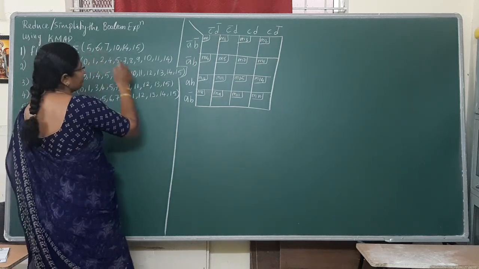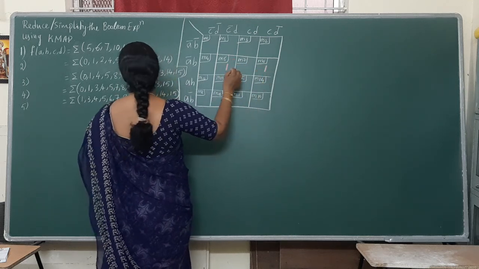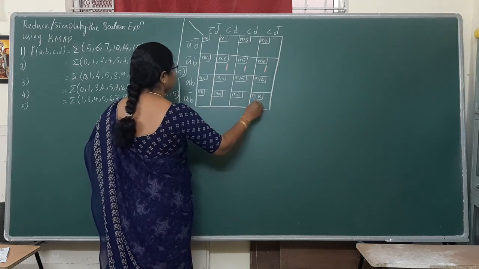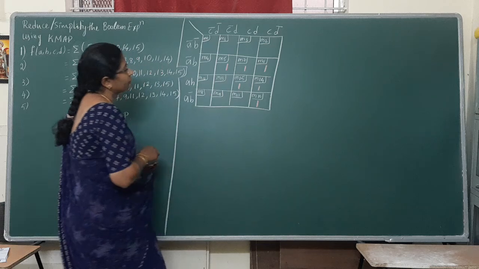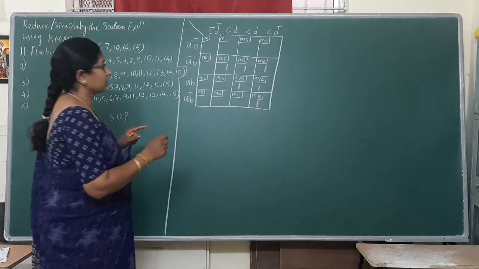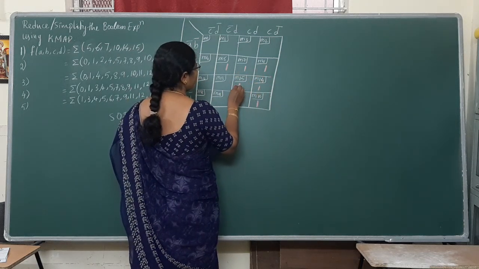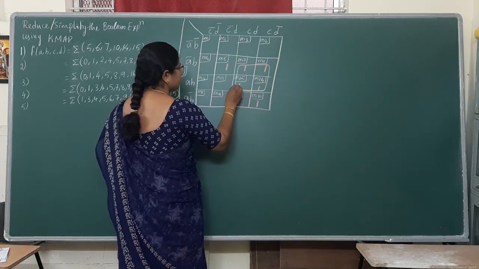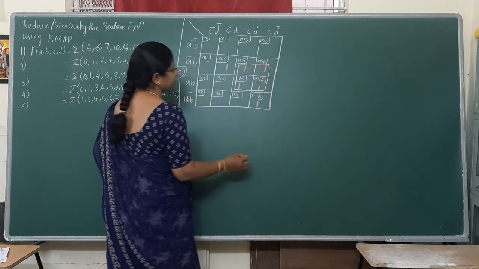The first problem. What are the terms present? 5, 6, 7. 5 is present. Your 6 is present. 7 is present. 10 is present. 14 is present, 15 is present. So, by seeing the terms, we can group M7, M6, 14 and 15 as a quad. Did you get it? These 4 are adjacent, so we got one quad here.